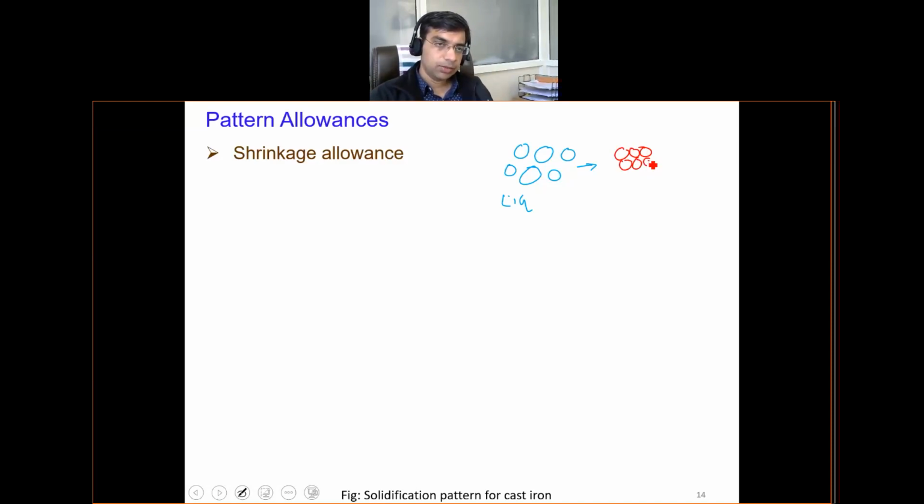So if we want to compensate for this shrinkage during the casting process, we have to make the pattern slightly bigger than the actual requirement. This means the shrinkage allowance is basically a positive allowance. Why is it positive? Because we have to give this allowance on the pattern; we have to make the pattern slightly bigger. So we can consider this a positive allowance.